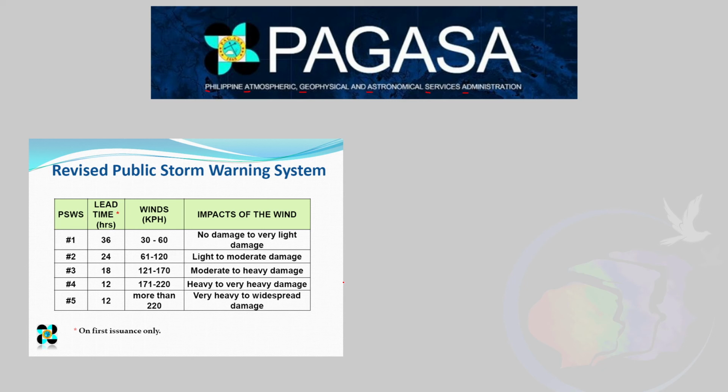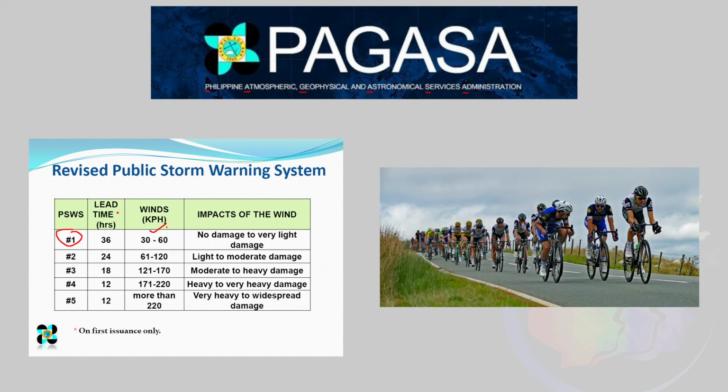It says here that if an area experiences signal number 1, winds can vary from 30 to 60 kilometers per hour. So, if you don't have an idea, it is how fast bicycles can go. No, depende sa rider. So, actually 30 kilometers per hour for a bicycle is already fast. Depende kasi yan eh, how you ride. Pero if you are in races, they can reach up to 60 kilometers per hour or even more than that. Depende sa ground where they are. Okay?